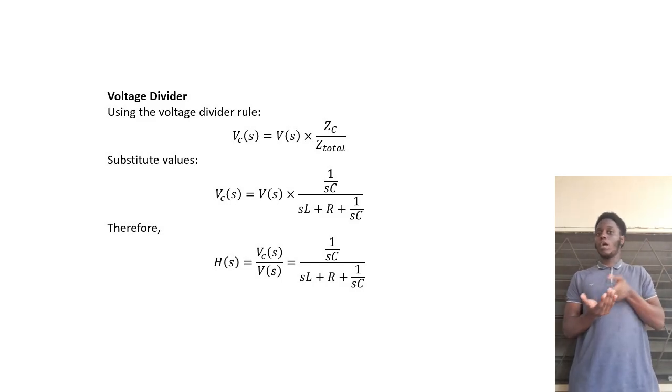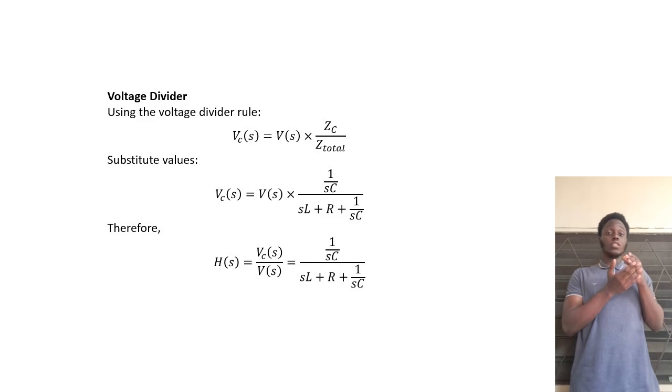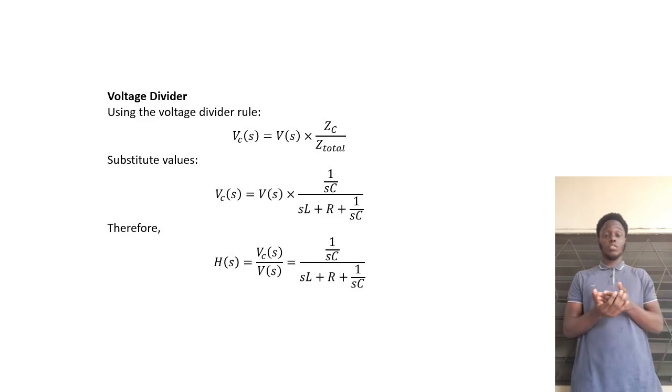Per the voltage divider rule, the total voltage in the circuit is the source voltage, Vs. So the voltage drop in the capacitor is given as what? The total impedance in the capacitor over the total impedance in the whole circuit, that's the sum of the impedance in the capacitor, the resistor, and the inductor, all of it times the total voltage, that's the source voltage.